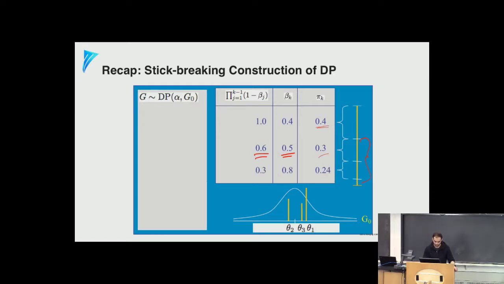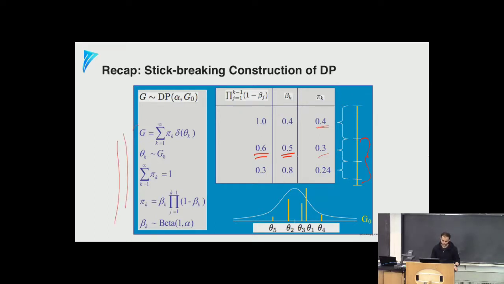And then we keep recursing further and further, and then we get a bunch of components from the so-called base measure, right? That is the measure over these theta parameters. And on the left-hand side of the slide, you can see that this is how basically we sample this G from our Dirichlet process. So through this infinite recursion.